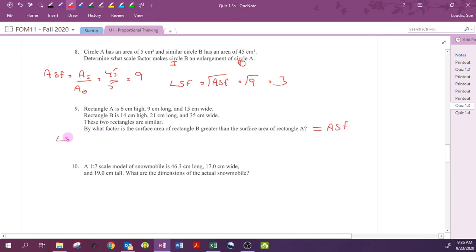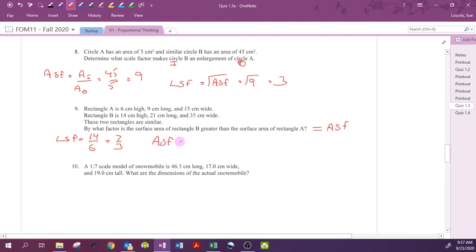So the linear scale factor is going to be the bigger one over the smaller one, just 7 over 3, because we're talking about an enlargement, right? B is bigger than A. How many times bigger is it? I'm looking for an enlargement number, so I'm going to put the bigger number on top. Okay, so the linear scale factor is 7 over 3.